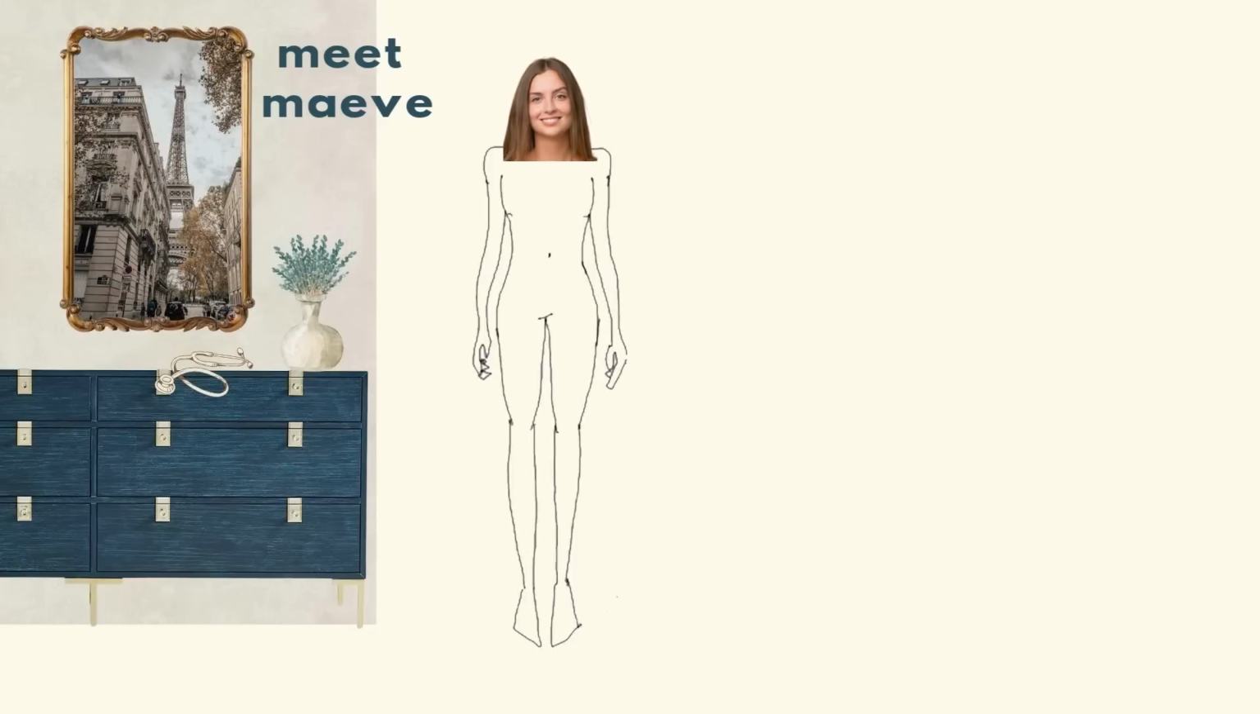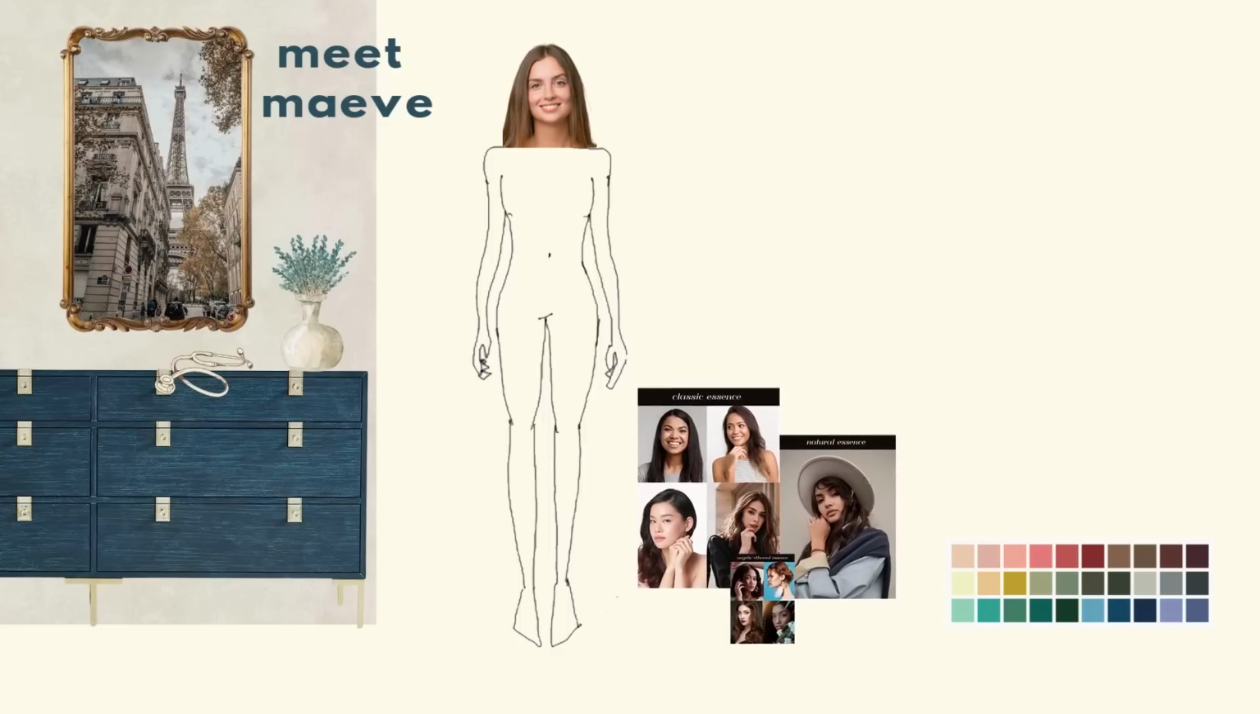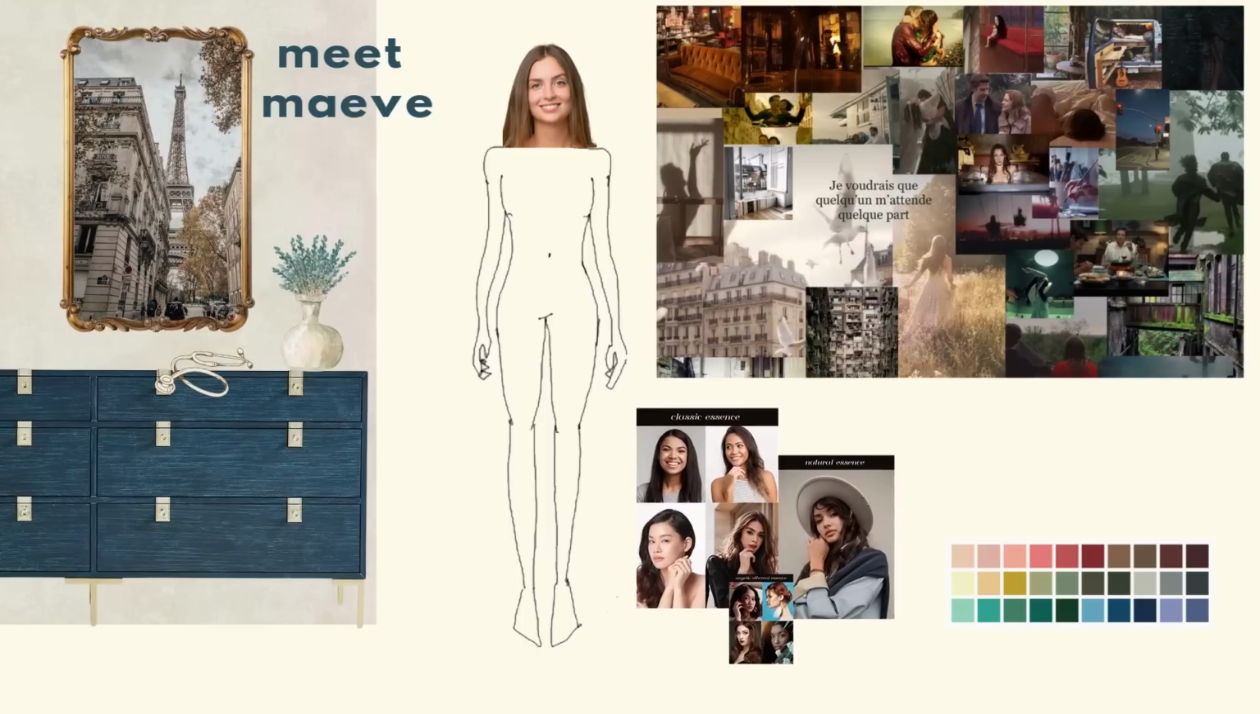Meet Maeve. She's a Kibbe flamboyant natural with classic and natural essences and a touch of ethereal. She's a soft autumn. Her personal style map looks like this. She works in a hospital so doesn't need workplace clothing options, but in her free time she wants to look calm, mysterious, friendly, and sensual. She's French and lives in Paris and does like the Parisian vibe. Let's build her an outfit for the weekend.